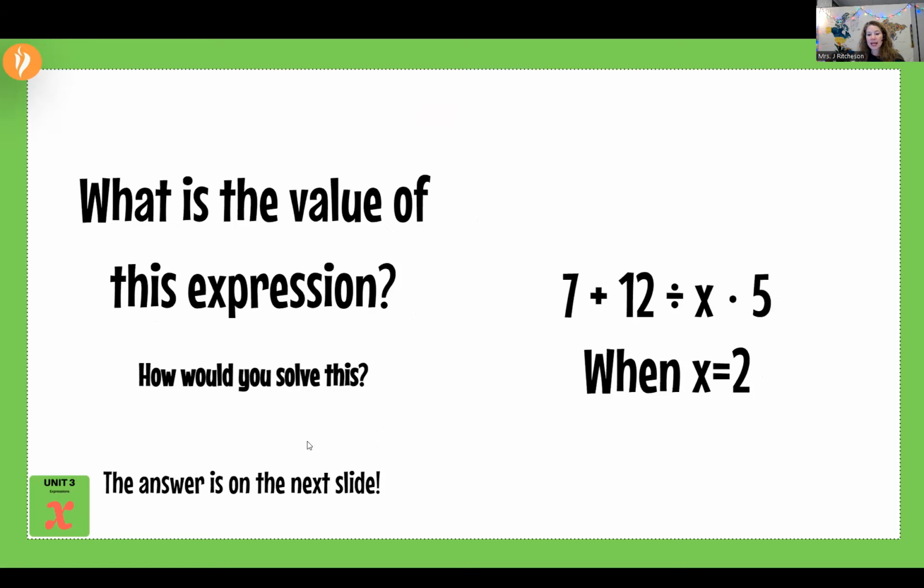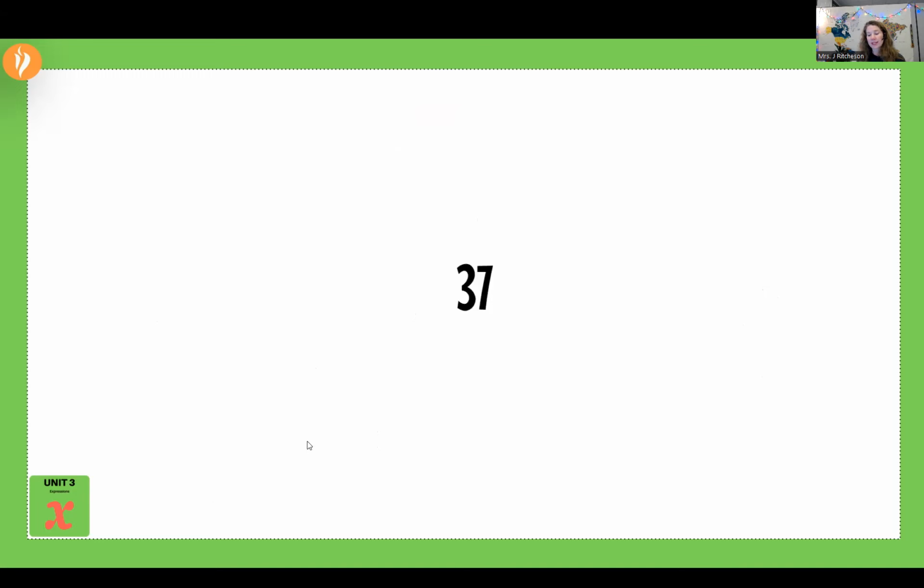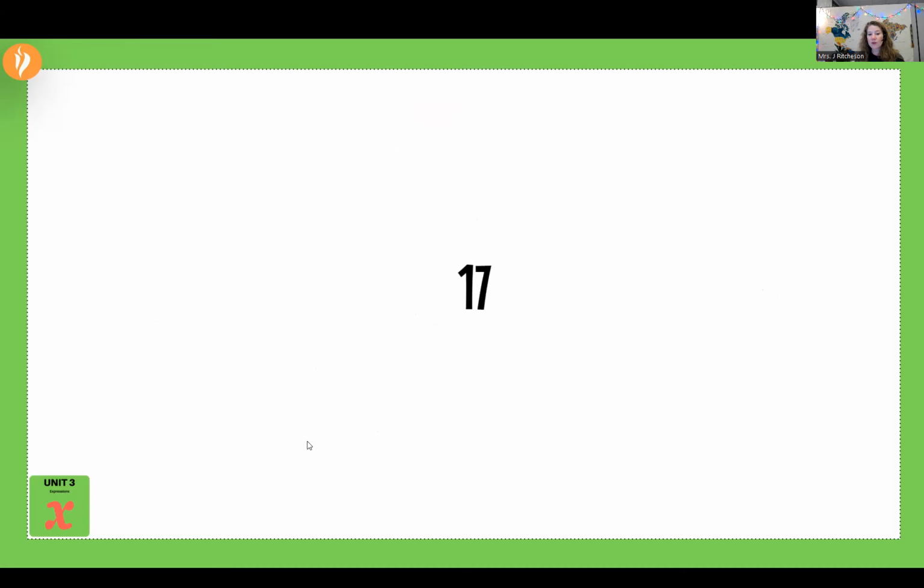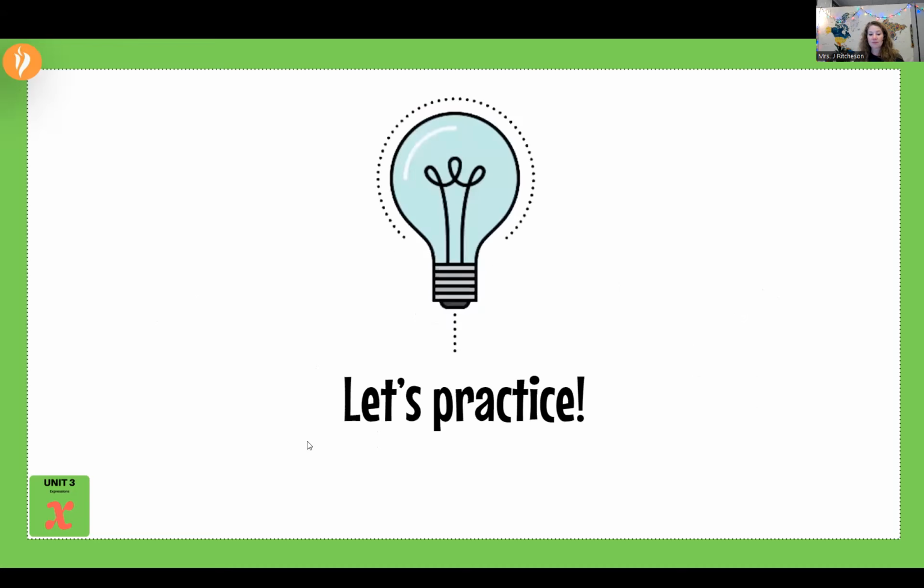All right, try this one, guys. I want you to try all of these and then check your answers. So the answer is 37. What about this one? So 2 to the 4th power means 2 times 2 times 2 times 2 minus 3 plus 4. The answer is 17.